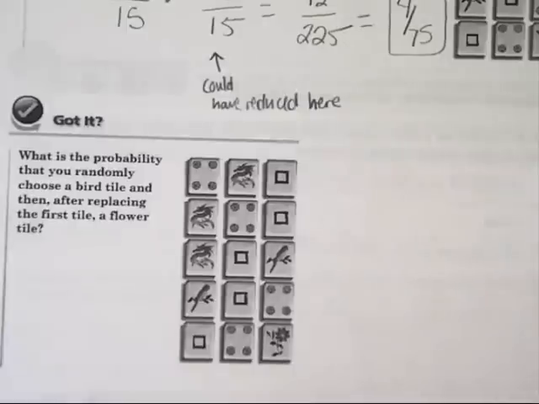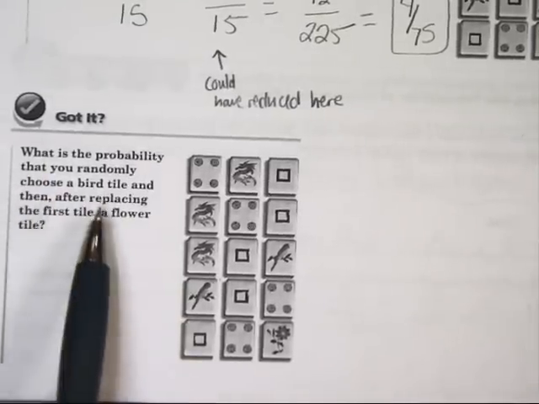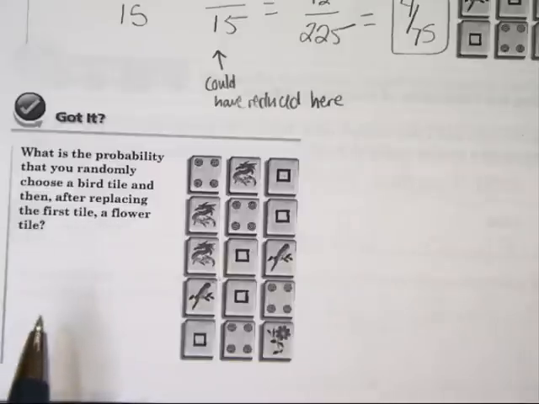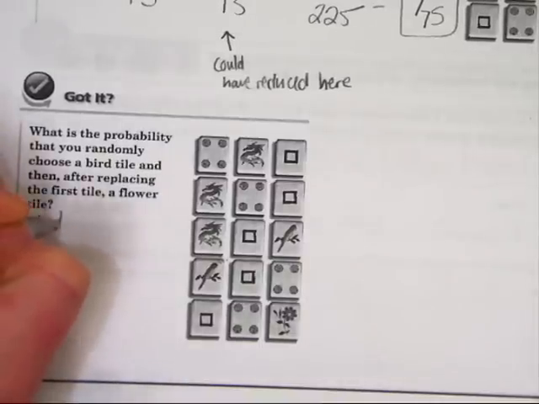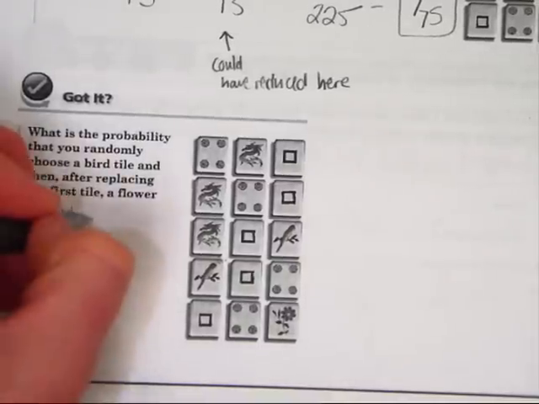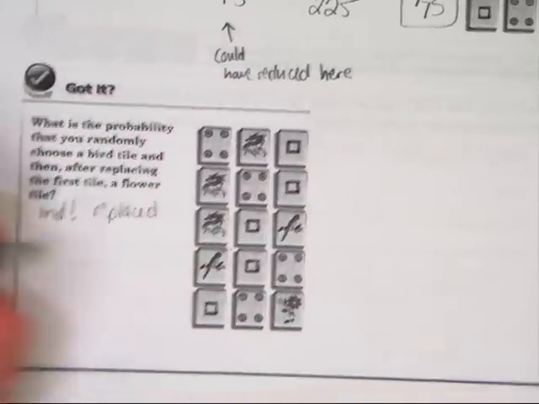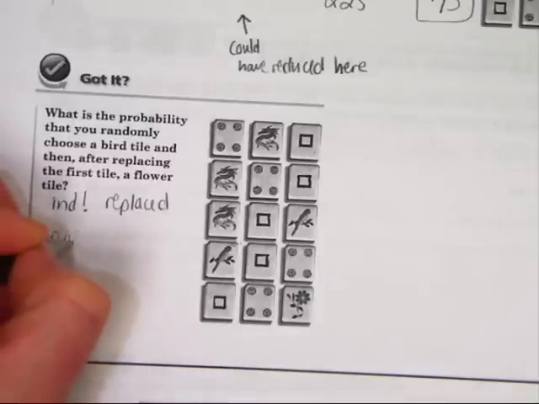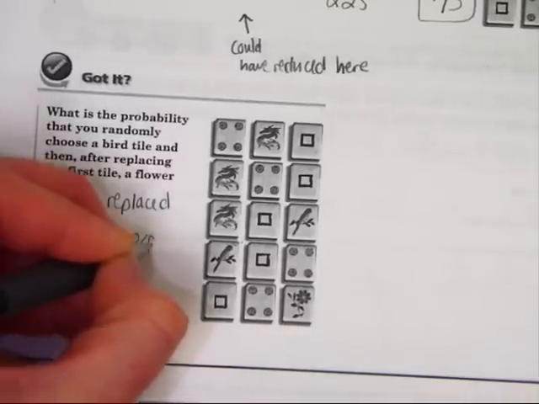What is the probability that you randomly choose a bird tile, you replace it, and then you get a flower? Okay, well, because they are independent, now remember, why are they independent? Because you replaced. Because you replaced them, you take the probability of a bird, and you multiply by the probability of a flower.